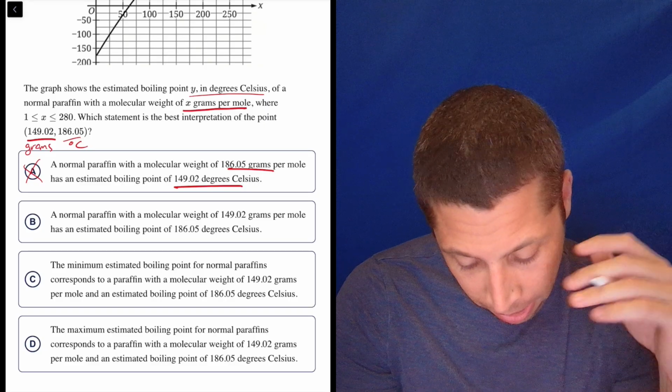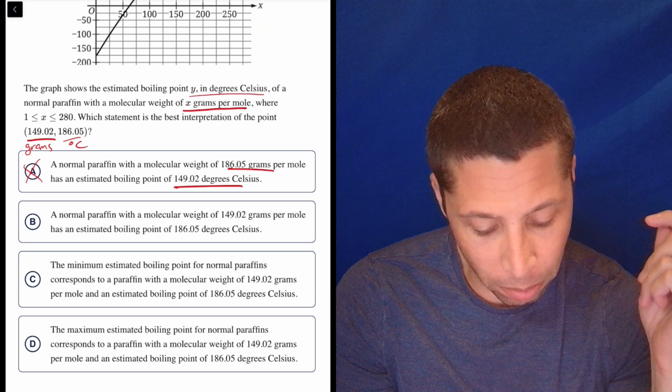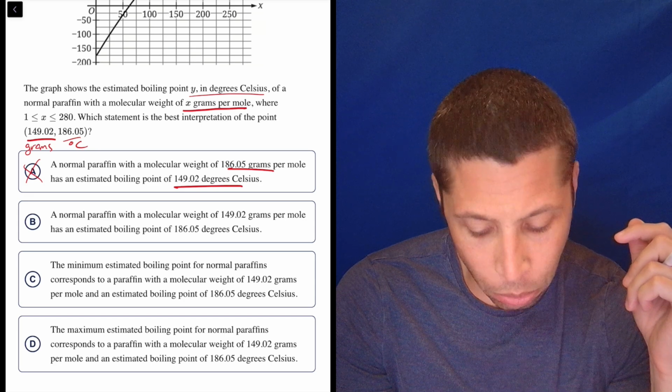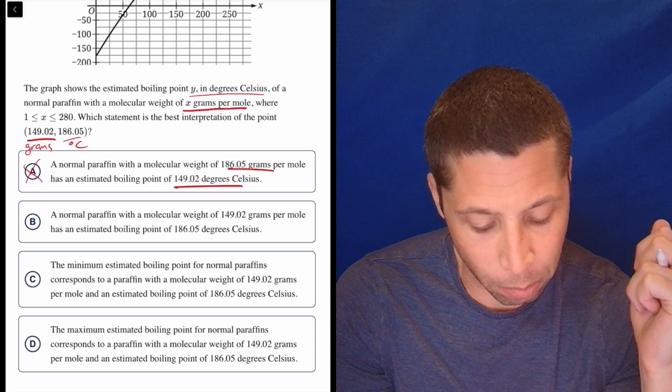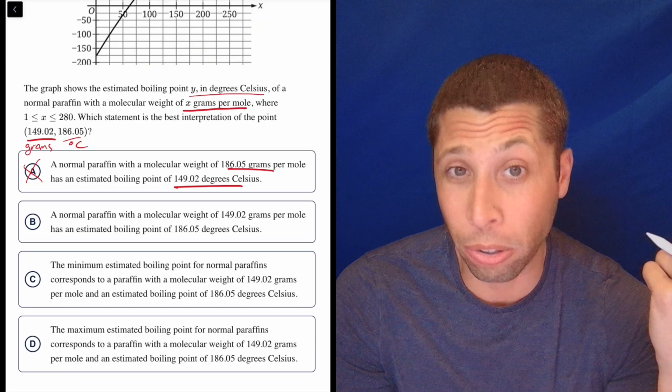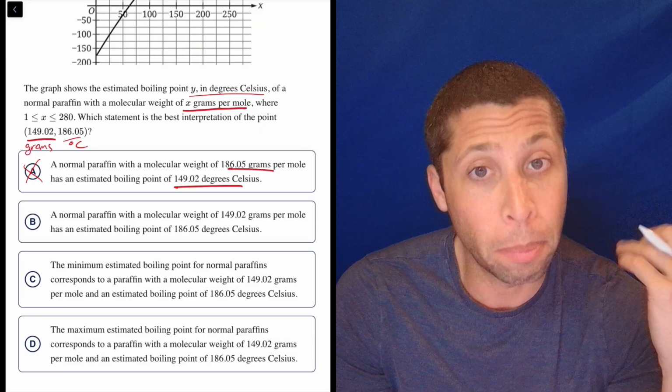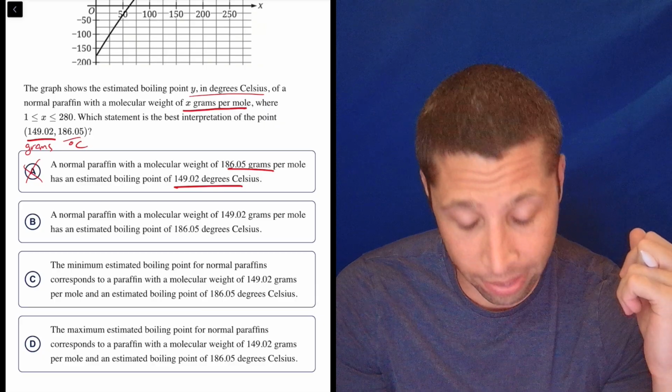Let's look at B. Same basic choice, essentially. A normal paraffin with a molecular weight of 149.02 grams per mole, that seems better, has an estimated boiling point of 186.05 degrees Celsius. Yeah, okay, at least the units are right. I don't know if it's right. I'm not going to think about it more deeply than that for now. Let's just see what other choices say.